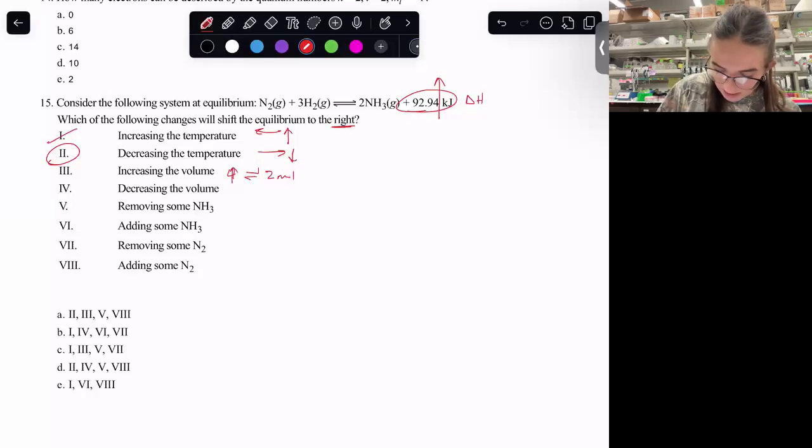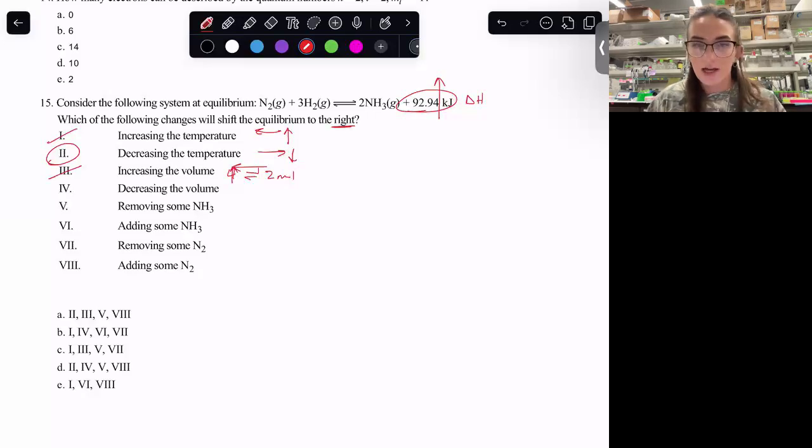So this would increase here. We would go that way. So that increases to the left. However, decreasing volume, you want to go to the side with fewer moles. So it's going to decrease on this side, making sure that we shift to the right. So this would shift to the right.